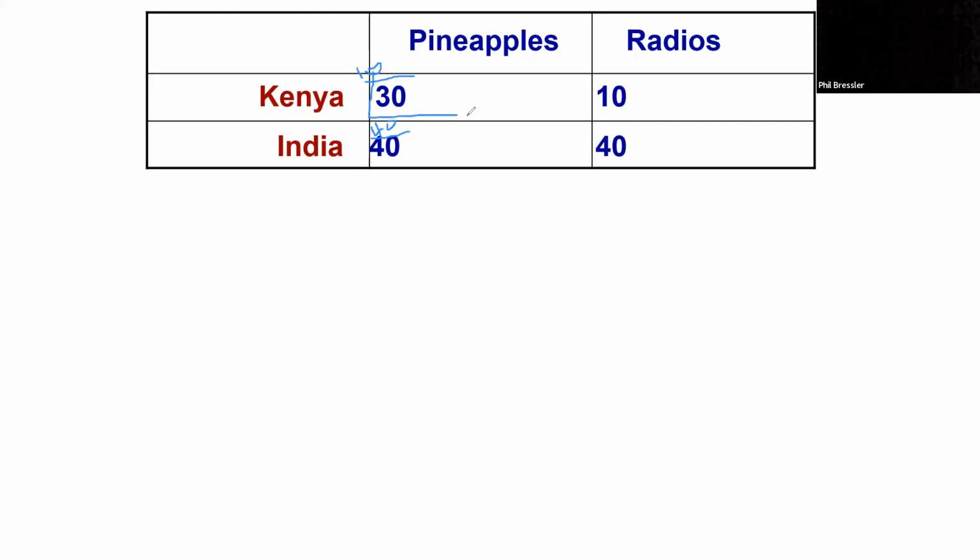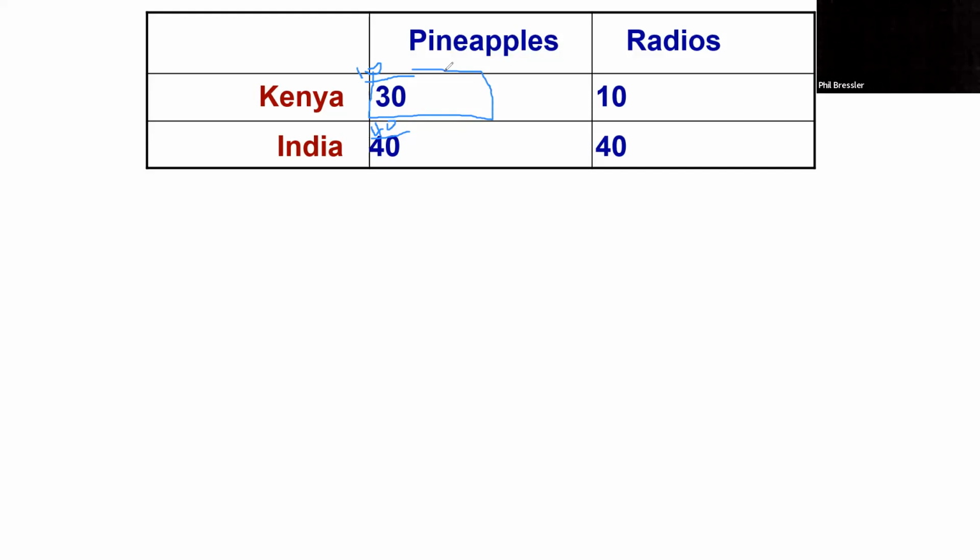Kenya has a comparative advantage for pineapples. Now, I said before, if you have the comparative advantage for one thing, you cannot have the comparative advantage for both. So we would know that India has to have the comparative advantage for radios.